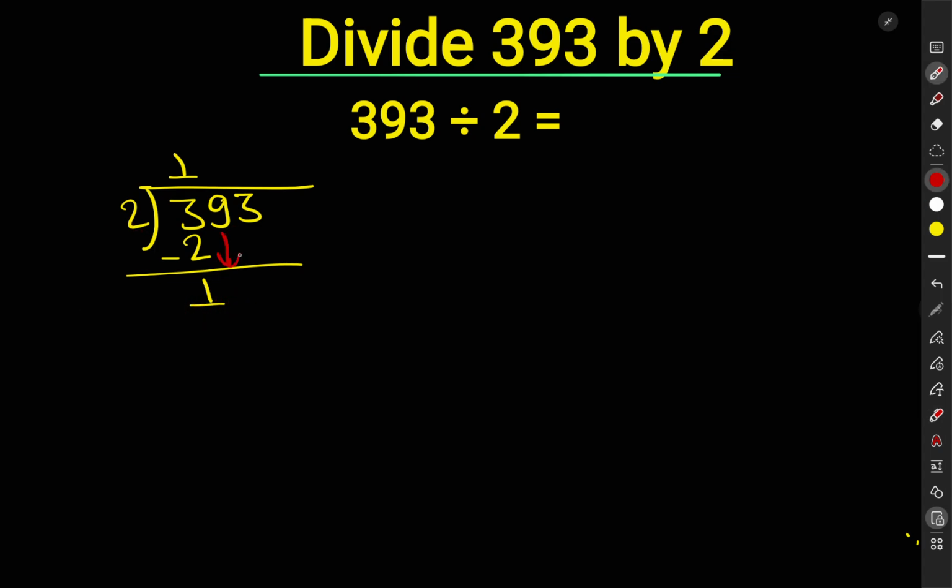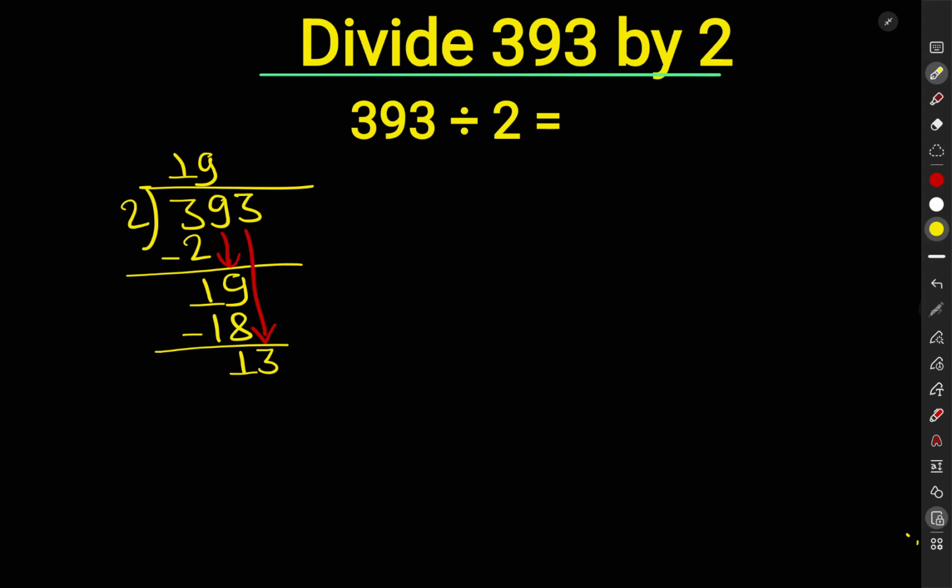So we put down the number beside this, 9. So it is 19 and 2 times 9 means 18. On subtracting it is 1. So we again put down the number beside this, 3.